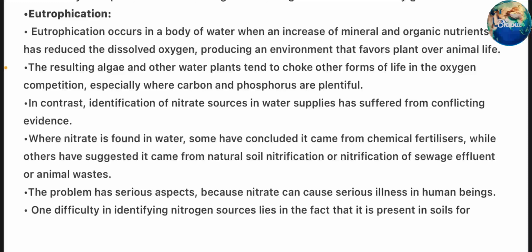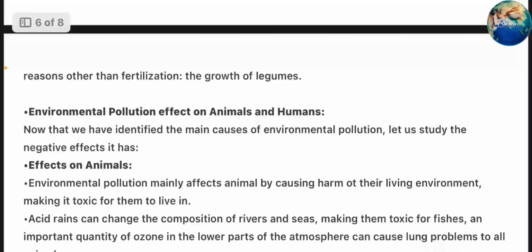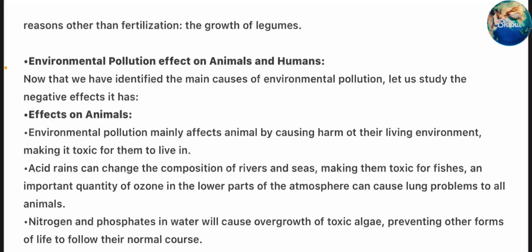In contrast, identification of nitrate sources in water supplies has suffered from conflicting evidence. Where nitrate is found in water, some have concluded it came from chemical fertilizers, while others have suggested it came from natural soil nitrification of sewage effluent or animal wastes. The problem has serious aspects because nitrate can cause serious illness in human beings. One difficulty in identifying nitrogen sources lies in the fact that it is present in the soils for reasons other than fertilization, such as the growth of legumes.